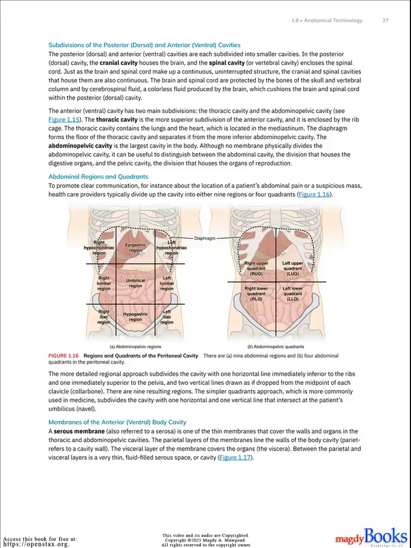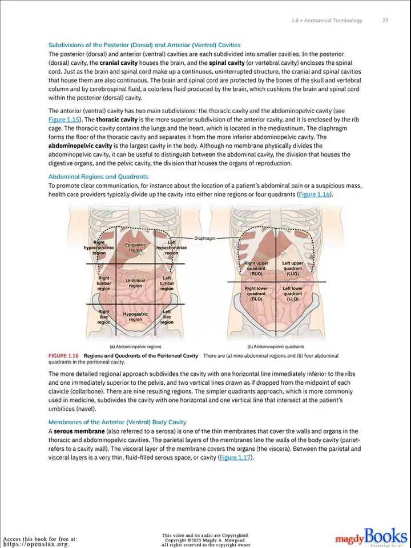Membranes of the anterior, ventral, body cavity. A serous membrane, also referred to as serosa, is one of the thin membranes that cover the walls and organs in the thoracic and abdominopelvic cavities. The parietal layers of the membranes line the walls of the body cavity. Parietal refers to a cavity wall. The visceral layer of the membrane covers the organs, the viscera. Between the parietal and visceral layers is a very thin, fluid-filled serous space, or cavity.